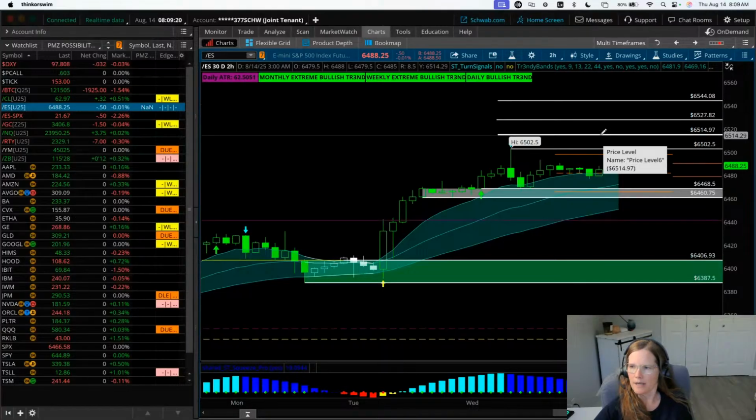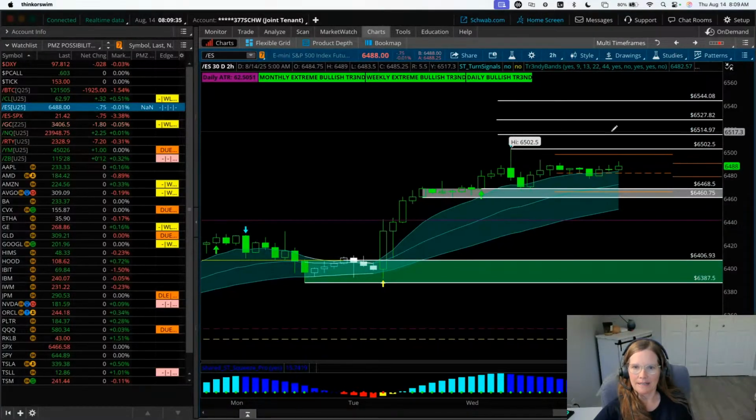Now, what am I looking for on these targets to the upside? I am not a trader that calls a top. It just does not happen. If price comes up to, let's say, 65.15 and we start making lower highs, we get a trendy turn signal up here, that is an opportunity for me to scalp price back to the downside. All right. But I'm not just going to blindly short because I think the market has to go down.